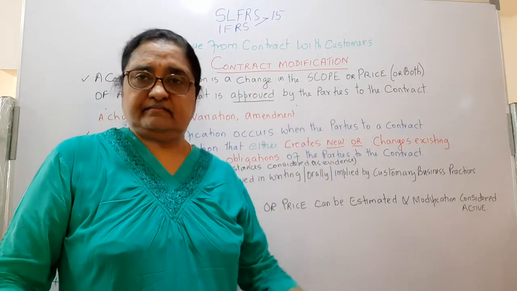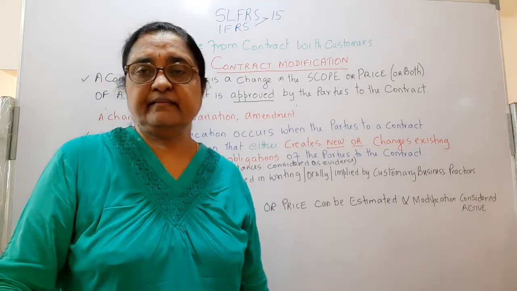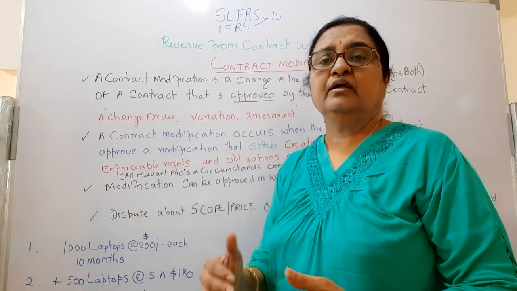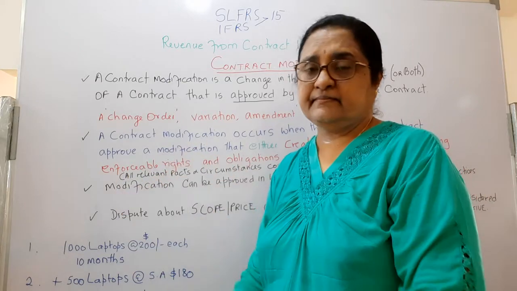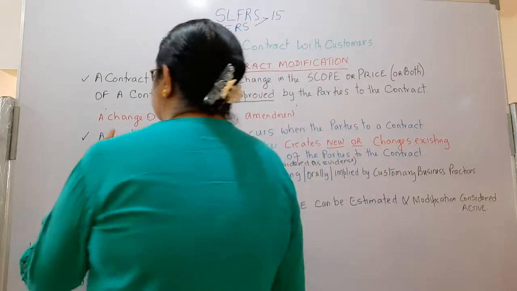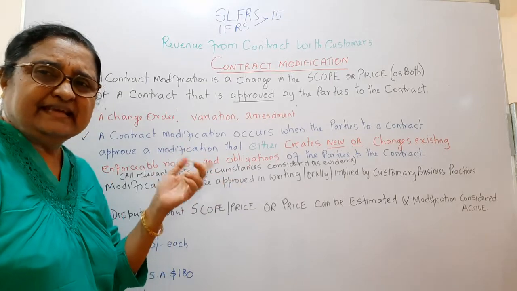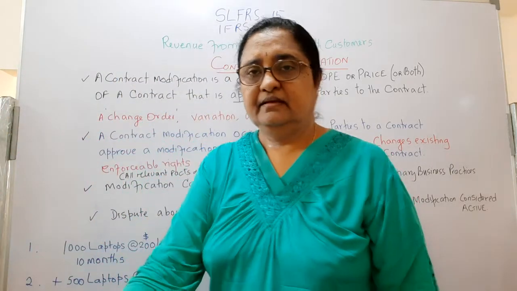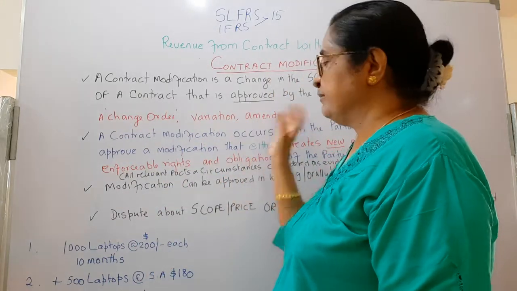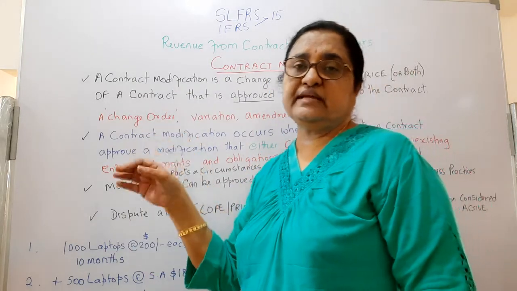Even a reduction in scope or price will be a contract modification. I will discuss that later. So an increase or decrease in the scope or price, a change, can be a contract modification. In several other jurisdictions, that means several other countries, it is named in a different way. It is mentioned as a change order or variation or an amendment to the contract. Various names have been given, but according to the standard, it's a modification.